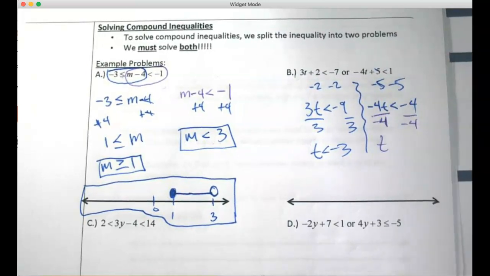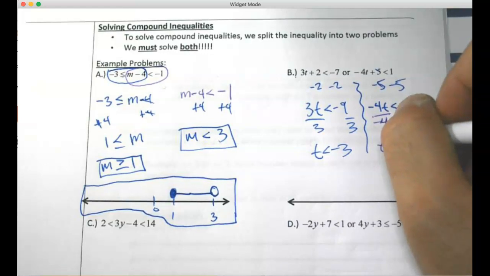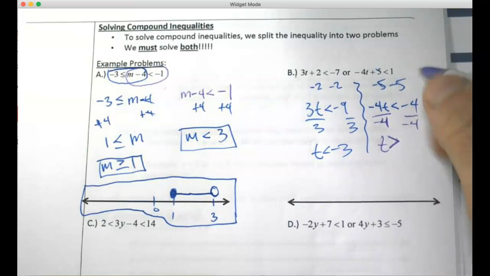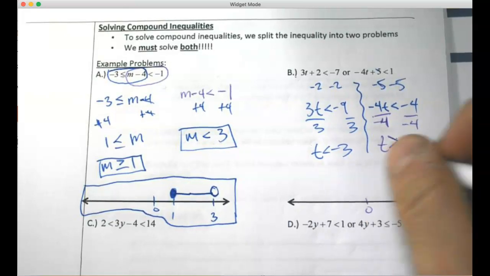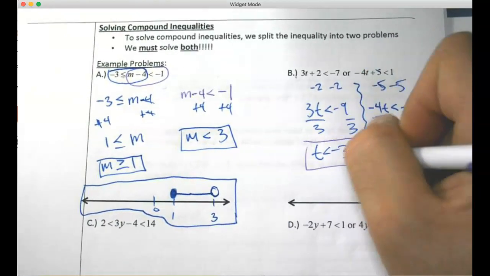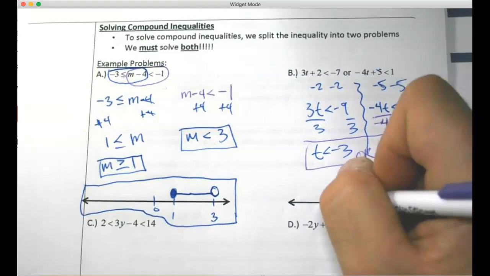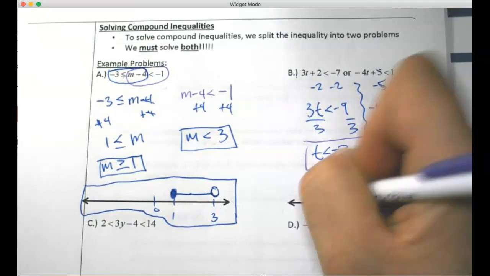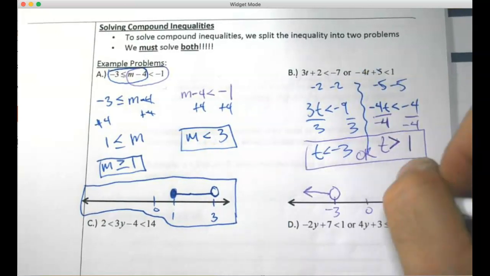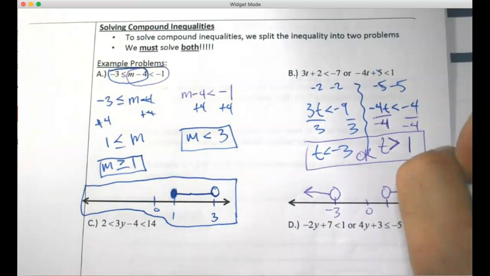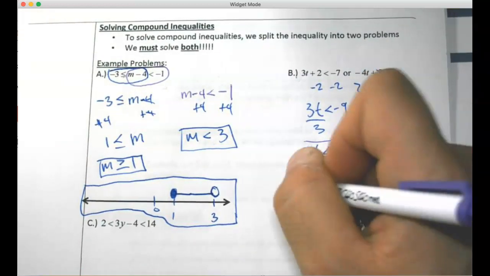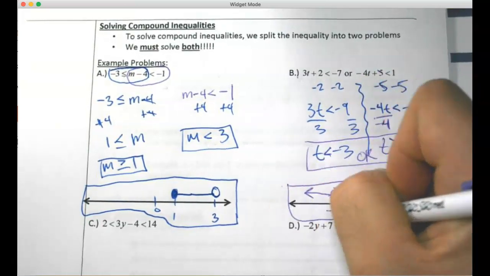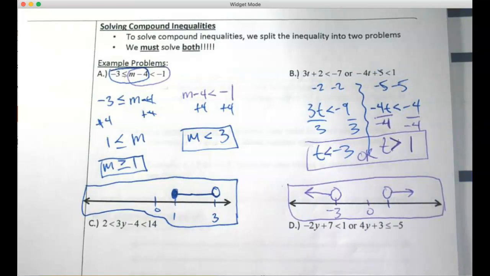So t is, again, don't forget to flip. You divide both sides by a negative number, like here. Flip it. -4 divided by -4 is 1. So I'm ready to graph this. Here's my answer, right? I'll just leave it like that. It's this or that. At -3, open circle, point left. At 1, open circle, point right. Remember, at -3, it's less than. At +1, it's greater than. That's why I point in those directions, because it tells me how the variable relates to those numbers.